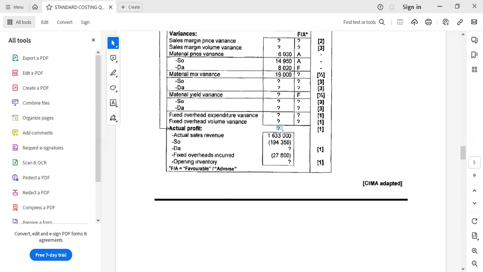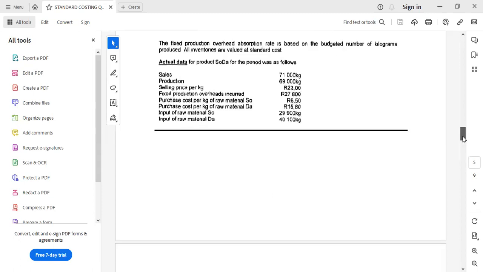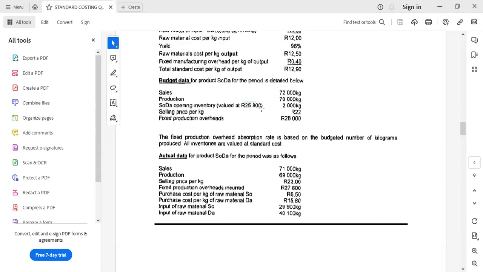Actual profits, but we need this one. Opening inventory. Opening inventory does not change, isn't it? We are given that, it's 25,800. There's nothing to calculate there. There's nothing to calculate on the opening inventory. So the opening inventory is 25,800.